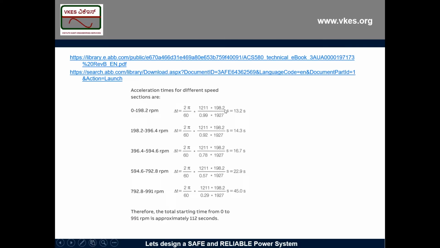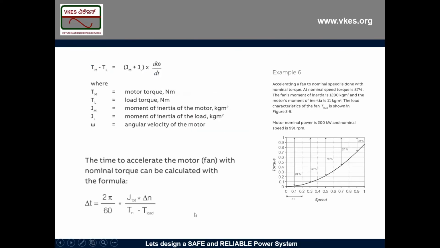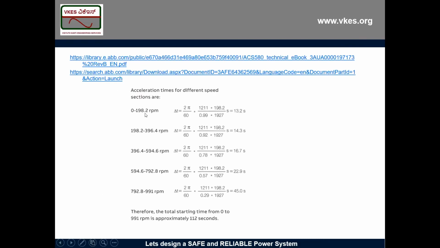So you are clear about this 198.2, no? That's because he's taken 5 slots, five ranges. Yes, because this is delta n. Delta n is what? From 0 to 198, delta n is 198. From 198 to 396, delta n is again 198. Clear? Yes sir, now it's clear.